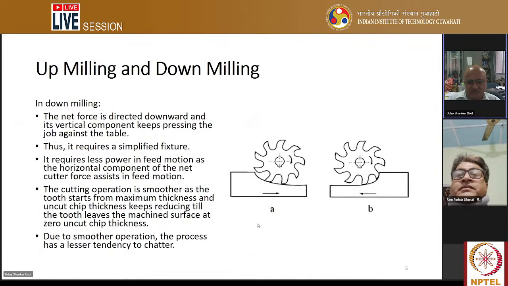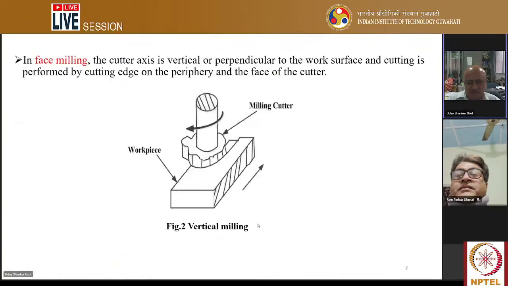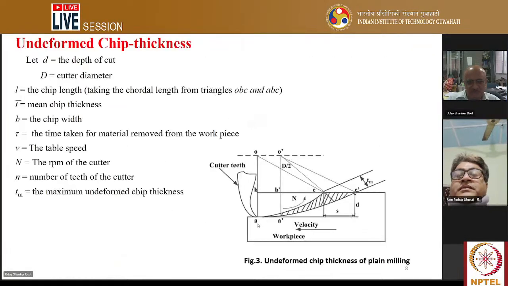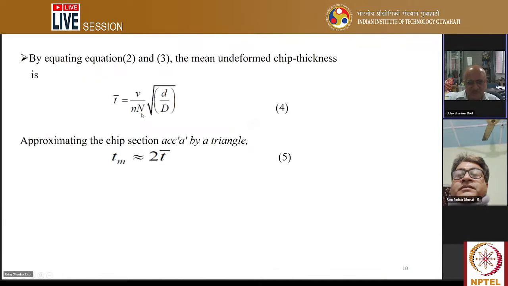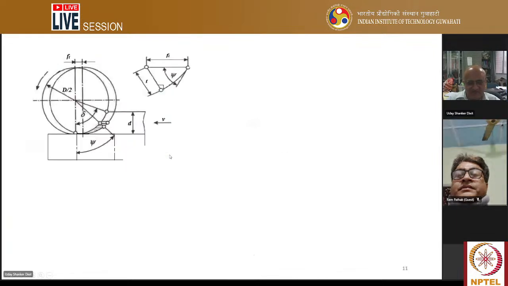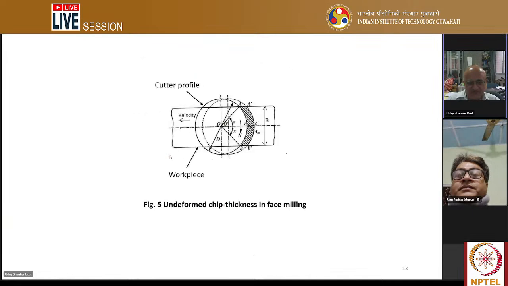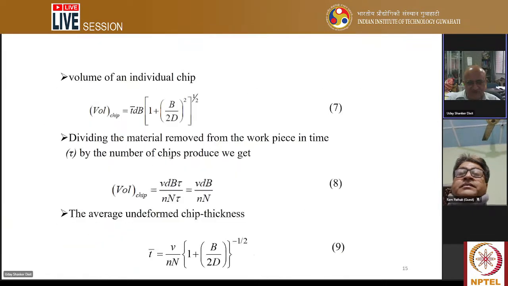That anyway, Pathak, you must be teaching to diploma students. Okay. Up milling, down milling is very important. Usually undeformed chip thickness, here the chip thickness keeps on changing, and it is from 0 to this one, and roughly the length is given by this. Volume of the chip is this one. Approximately the mean chip thickness is half the maximum chip thickness. And so these are about the milling.